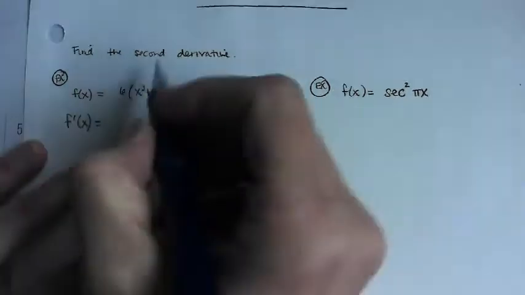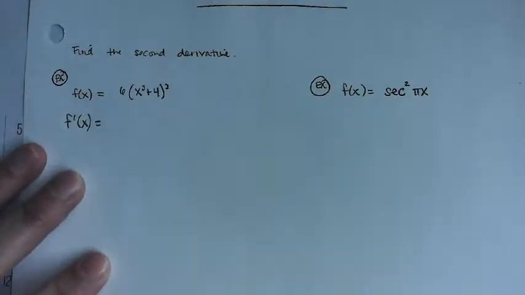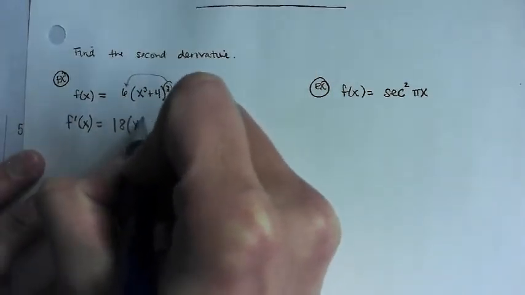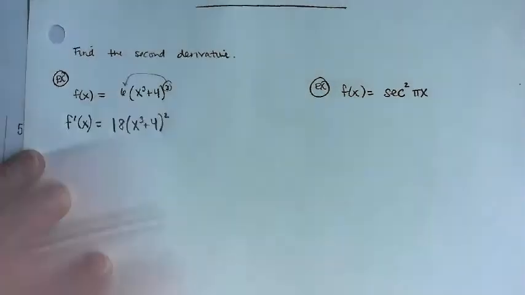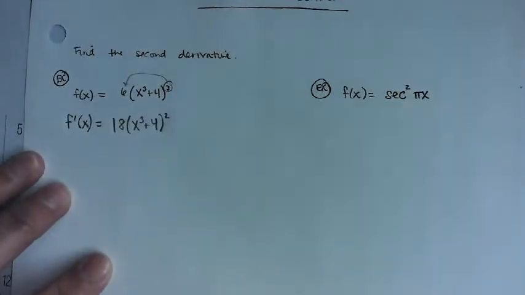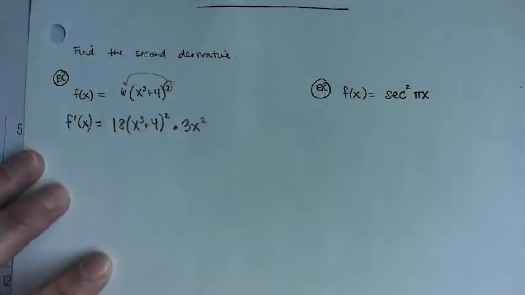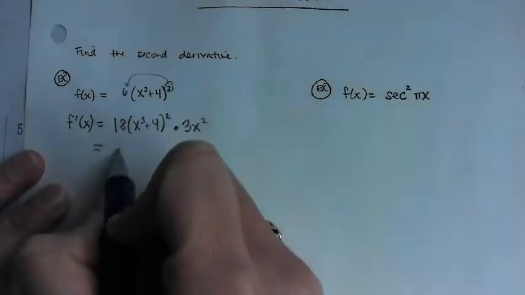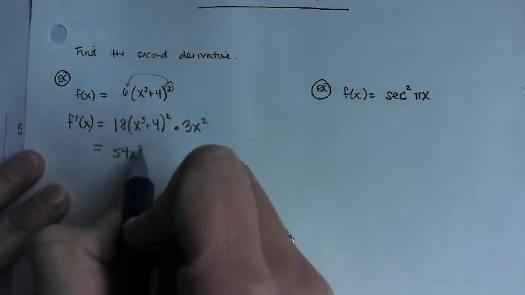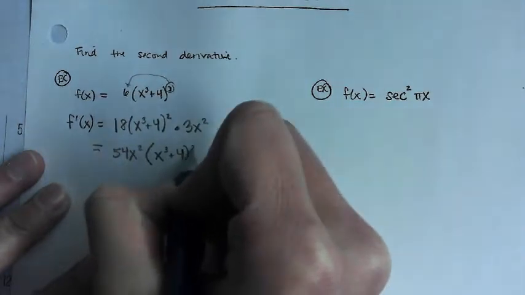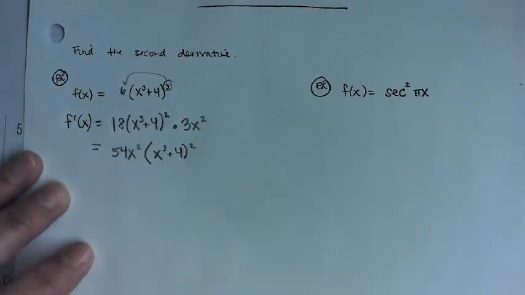Okay, so first derivative. Power rule first. Bring your 3 out in front. We get 18x cubed plus 4 squared, times the derivative of what's inside of that, which is just 3x squared. So your first derivative is 54x squared times x cubed plus 4 squared. Any questions on the first derivative?